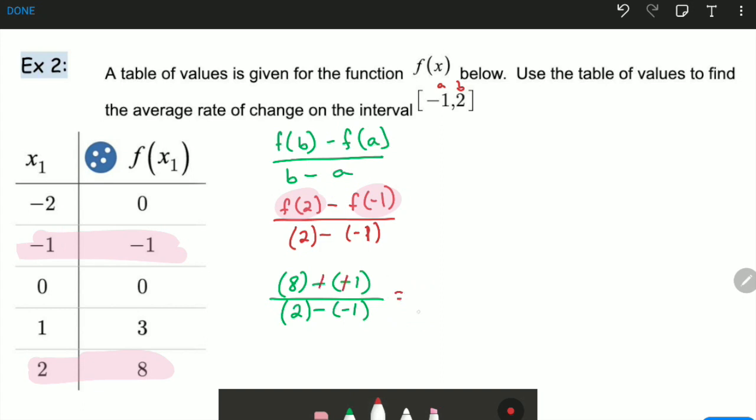So double negative makes positive. We have 9. Double negative makes positive. 2 plus 1 is 3. And 9 divided by 3 is 3. So the average rate of change on the interval is 3, or the slope on the interval is 3. You can also use the formula y2 minus y1 over x2 minus x1. But our goal here is to get accustomed to the function notation and understand how it works in the slope formula.